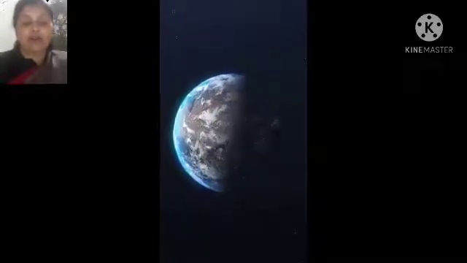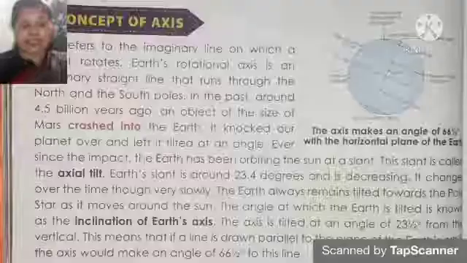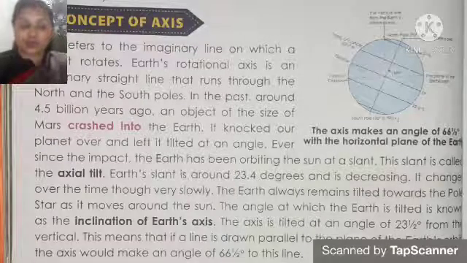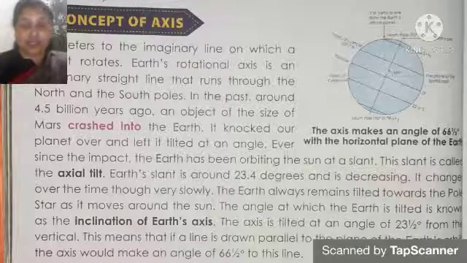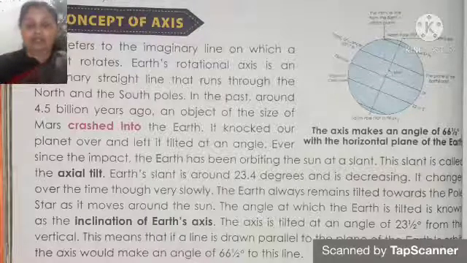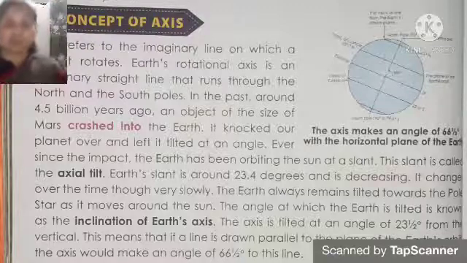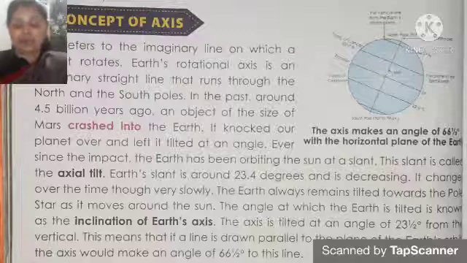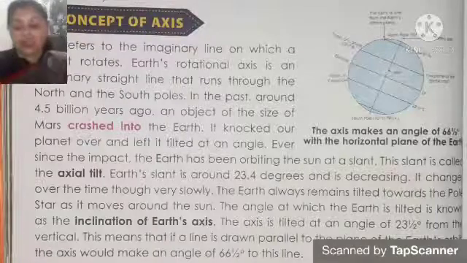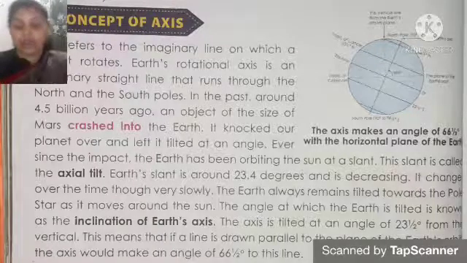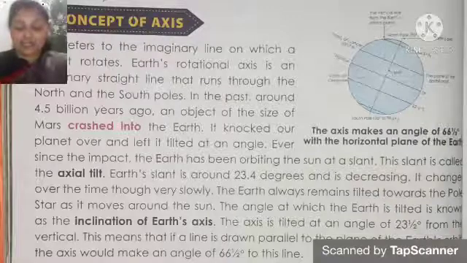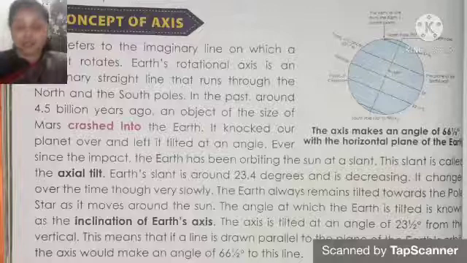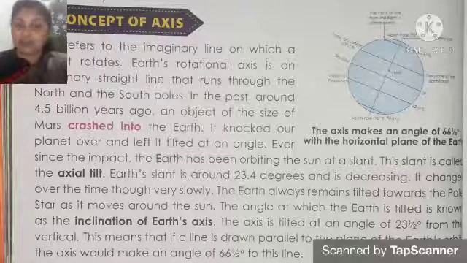We already know that the earth undergoes two important movements, rotation of the earth and revolution of the earth. But now I am going to discuss the topic, that is the concept of axis. Students, axis refers to the imaginary line on which a planet rotates. Earth's rotational axis is an imaginary straight line that runs through the north and the south poles.